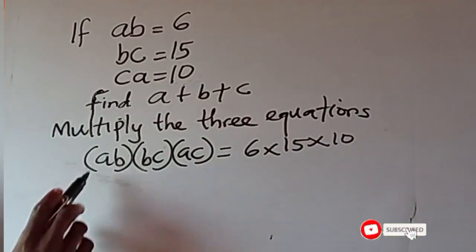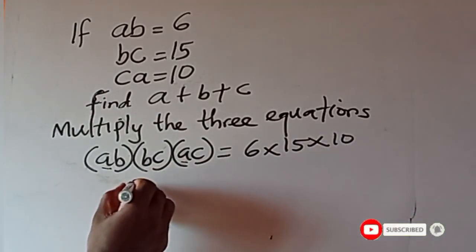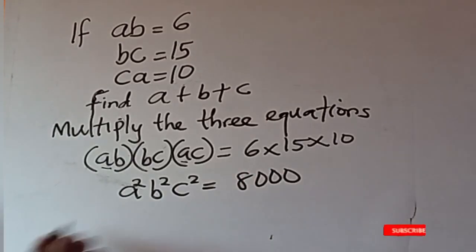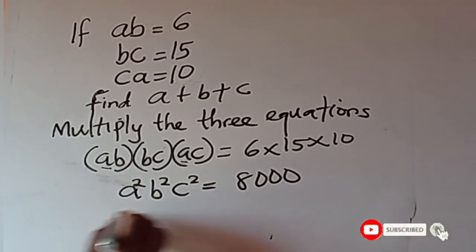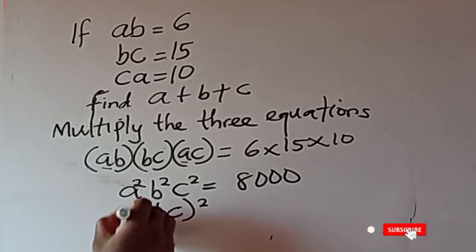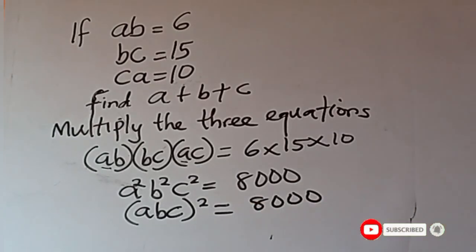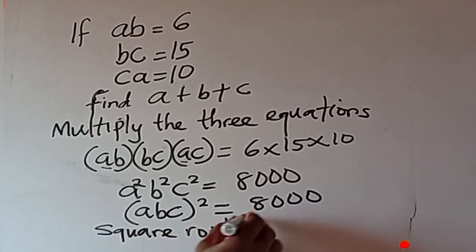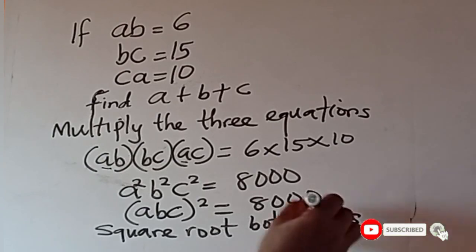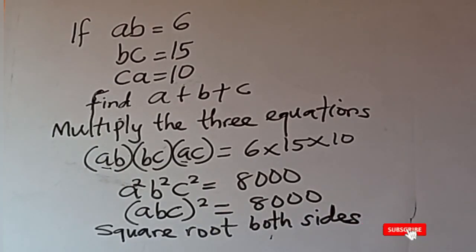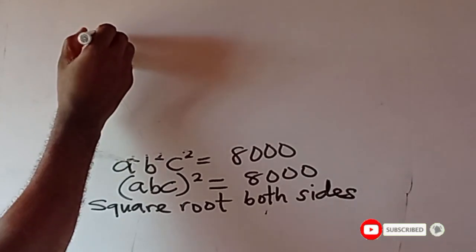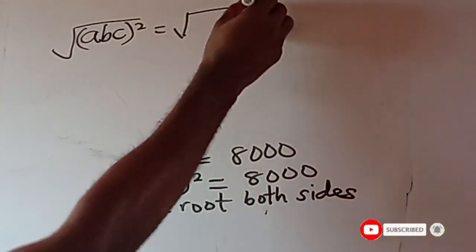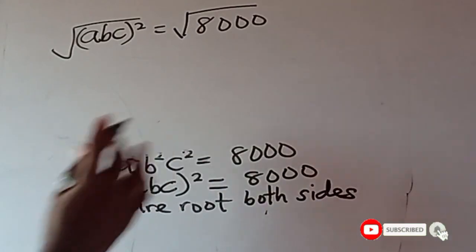So when you have this, you can see A, we have A squared, B squared, C squared equals 900 if you multiply it together. So we have (ABC) all in the bracket squared equals 900. Scholars, the next thing to do is to square root both sides. Square root both sides so that we can remove this square and put our ABC as the subject. So it's going to be ABC, the squares cancel each other and we have the square root of 900.